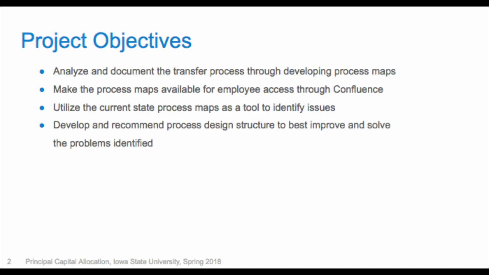After understanding the basis of these issues, our team identified the following objectives. The first objective was to analyze and document the transfer process and produce process maps outlining the reporting, forecasting, attribution, and capital movement. Our second objective was to make these process maps available for employee reference within a site called Confluence. Our third objective was to utilize the current state process maps as a tool to identify the inefficiencies, inconsistencies, data flow, and data availability issues. Our last objective was to develop and recommend a process design structure to best improve and solve these problems identified.